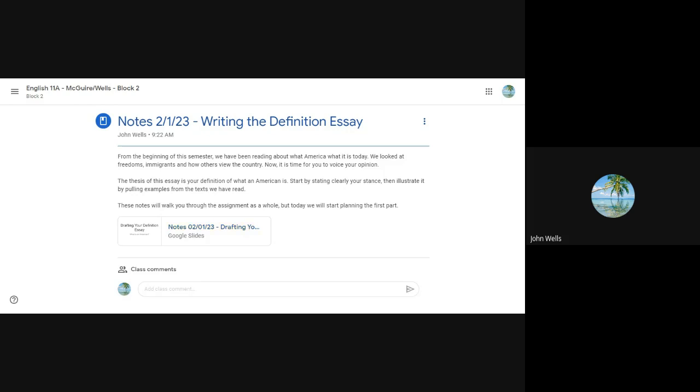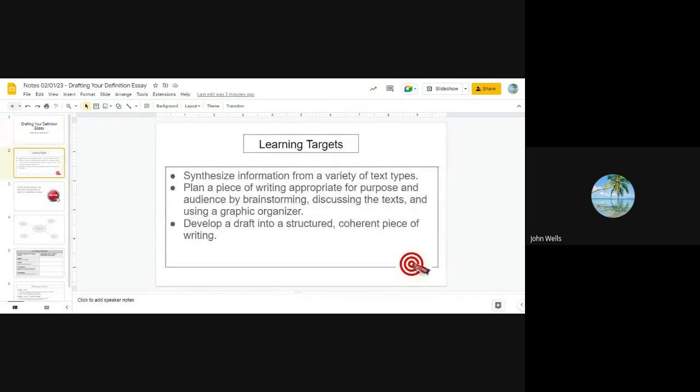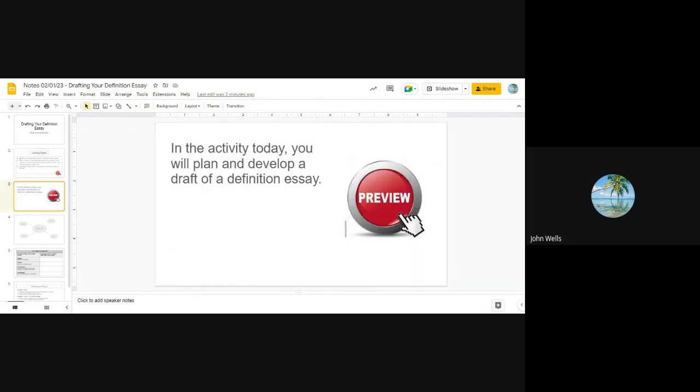Okay, so let's take a look at the notes here. Defining, or drafting, the definition essay of what is American. Our learning target is to be able to synthesize information from a variety of texts. What does that mean? We've read all of this, and we're going to pull not just quotes, but ideas. All the things we've learned, seen, and experienced, we're going to use together to come up with our own position. Specifically, what we're going to start on today is the planning and organizing of the paper to start the writing process. Our activity today will be to start that planning process.